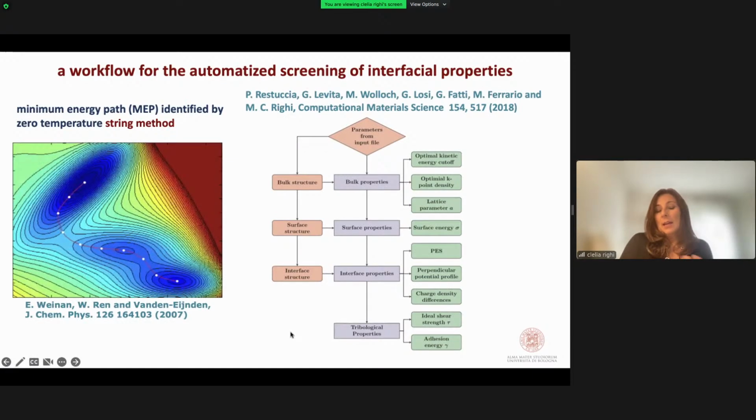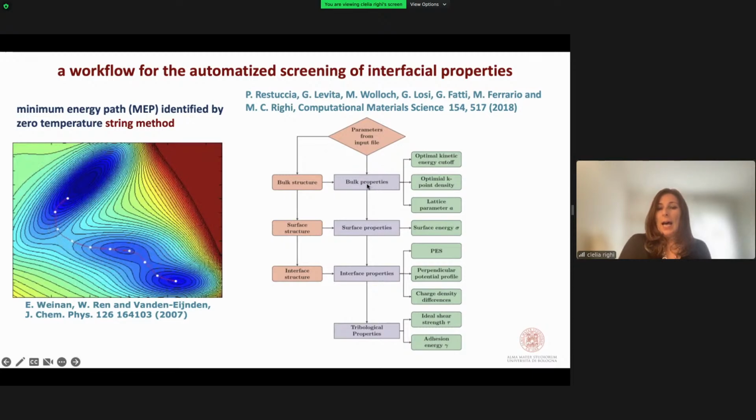So the most relevant path among the different possible paths is the minimum energy path that connects the potential minima passing through the saddle points. And this path can be automatically identified by different methods. We considered the zero temperature string method, and implemented it in our first version of the workflow that was composed of 4 different units.